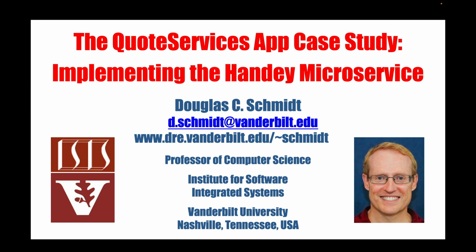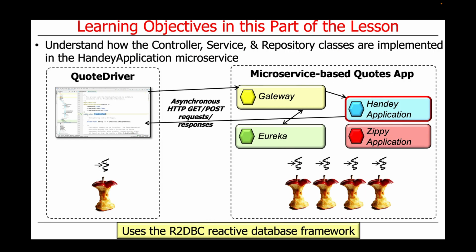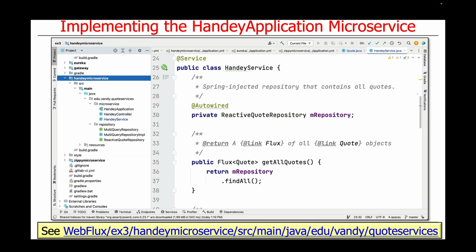So now that we've gone over the structure and functionality of the Handey microservice, let's take a look at its implementation. What we'll see here is we're going to focus on the controller and the service and the repository classes. We'll also take a look at how they're configured using a YAML file. And as I mentioned before, this implementation uses the R2DBC reactive database framework extensively. And you can find the implementation here at this link.